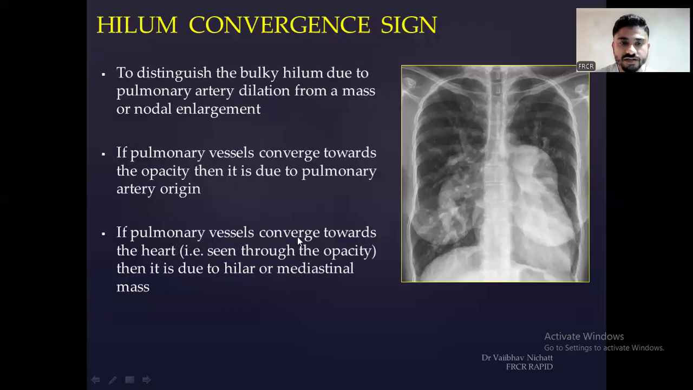If the pulmonary vessels are converging towards the heart, that is seen through the opacity, then it is due to a hilar or mediastinal mass. Understood? If the pulmonary vessels are seen converging towards the heart through the opacity, that means the enlargement, the bulky hilum, is due to hilar lymph nodes or some mediastinal mass.